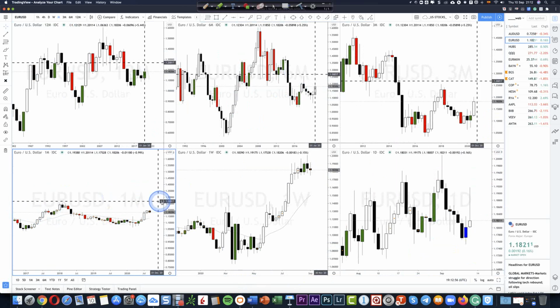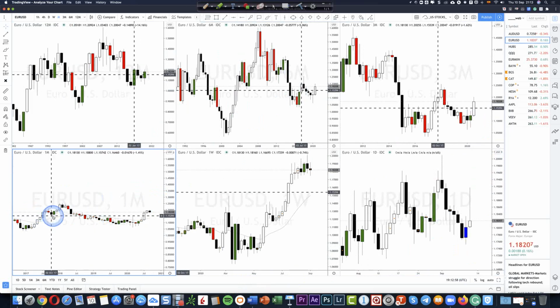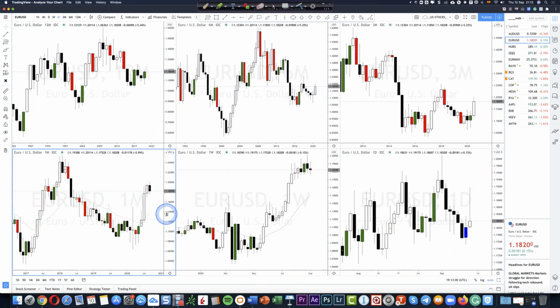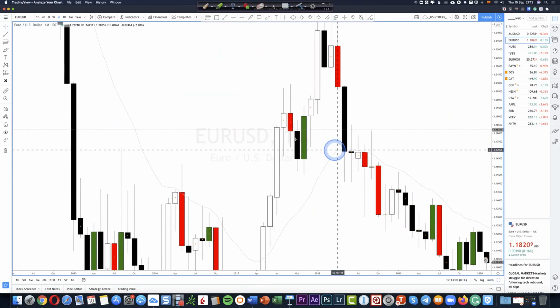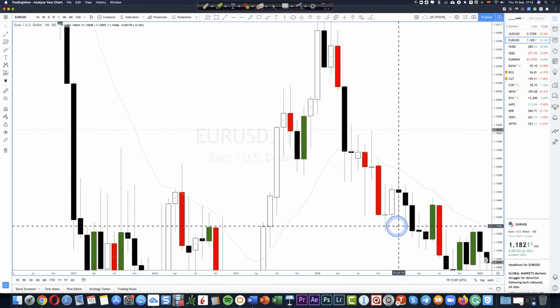Look at the monthly chart right now. This looks like a pause, definitely. But let me zoom in. Let me stretch it. This definitely looks like a valley. Make sense, everyone?